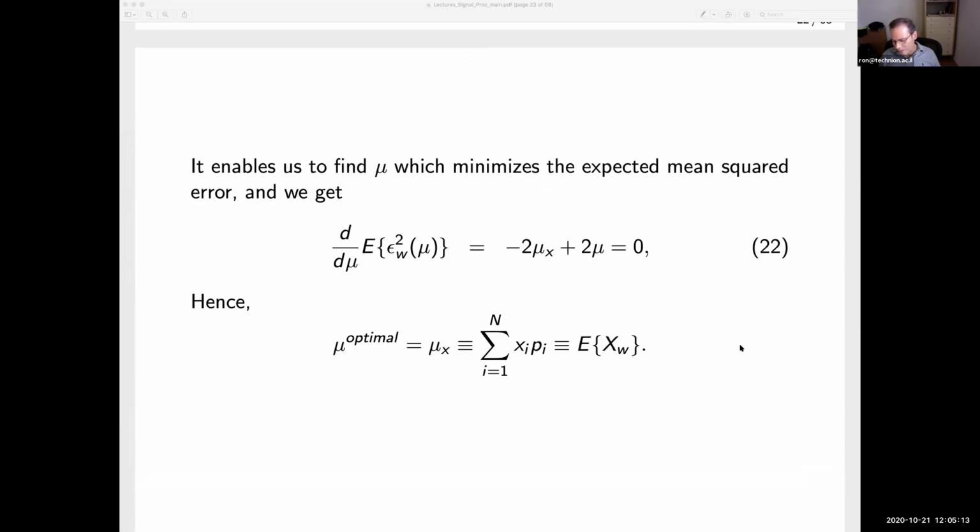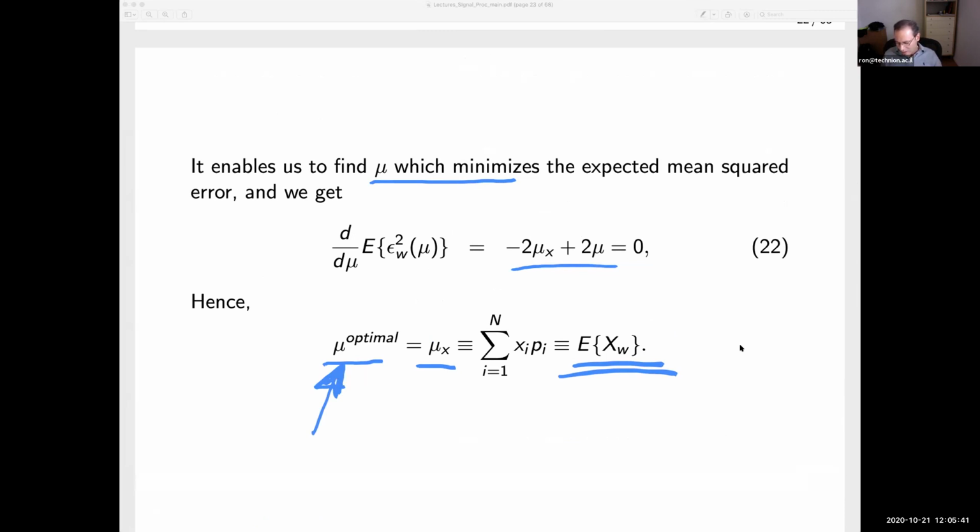So first of all, what would be the optimal mu? Taking a derivative with respect to mu would give it this guy. And at the end of the day, I would get that the optimal mu is equal to nothing but my mu x, nothing but my expectation. So I know that choosing the expectation would indeed be the optimal representation in my probabilistic setting.